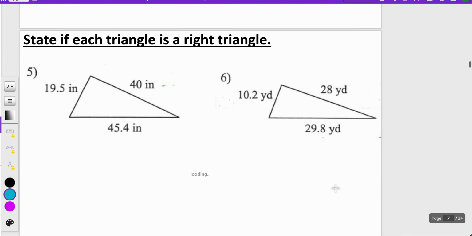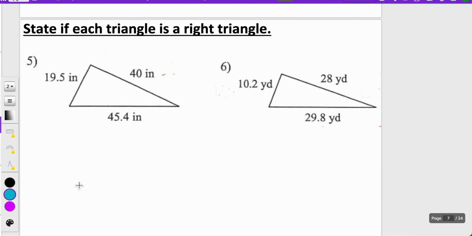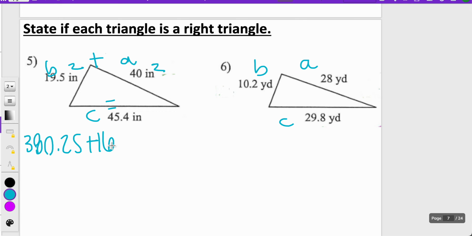Okay. State if each triangle is a right triangle. All we have to do is figure out if I can use this in the Pythagorean theorem. So I'm just doing a and b, my two smallest ones. C is my largest one. So here is 19.5 squared plus 40 squared equal to 45.4 squared. 19.5 squared is 380.25. 40 squared is 1600, and 45.4 squared is 2061.16.